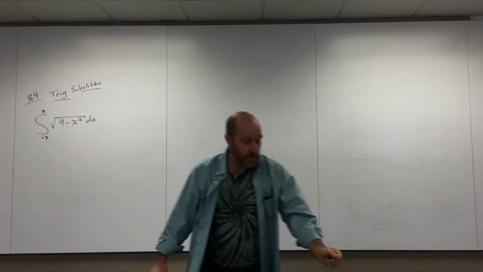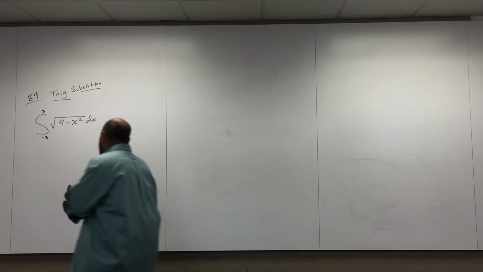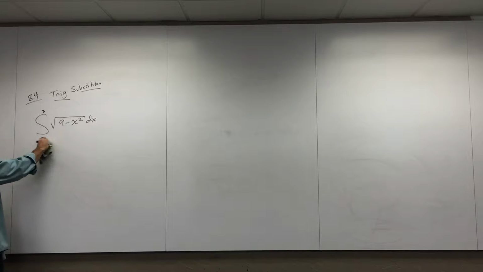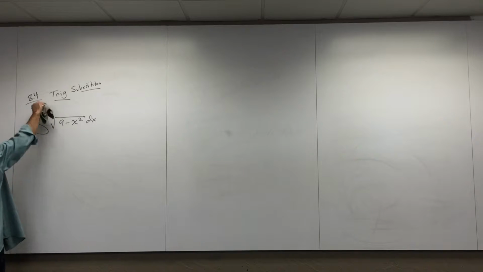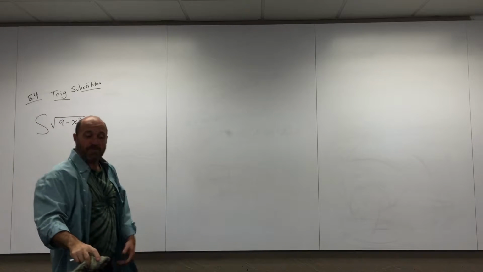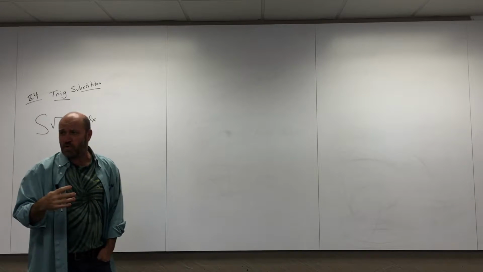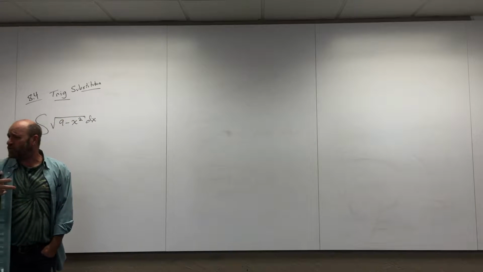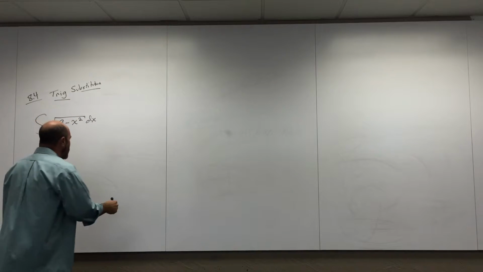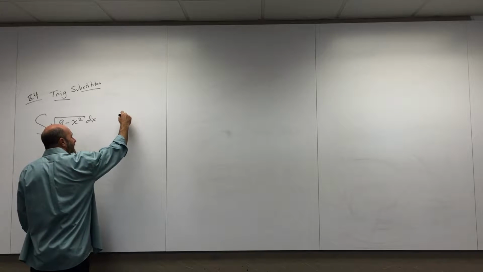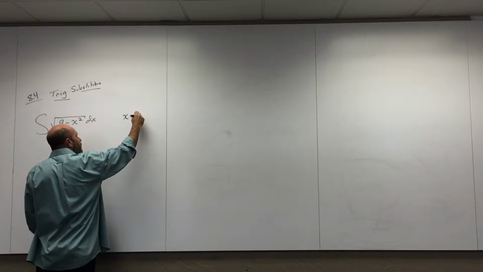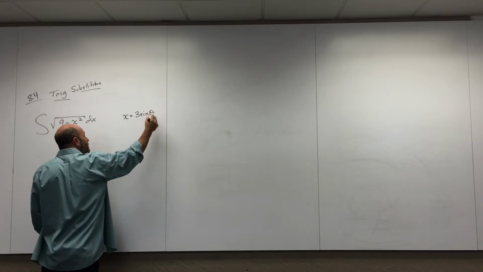But I'll teach you how to do it, and without bounds, you have to do it anyway. So we do it with this trig substitution. Check this out, this is cool. Instead of u substitution, it's trig substitution. So I let x equal 3 sine theta.